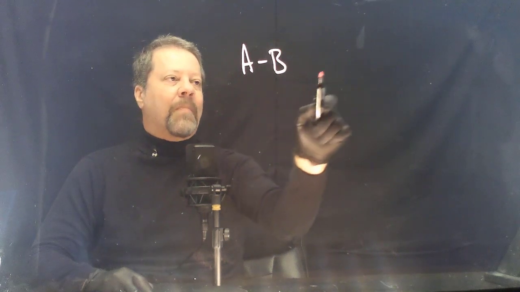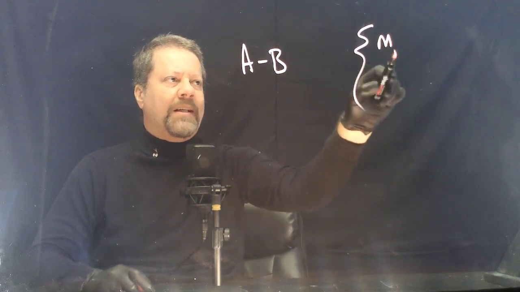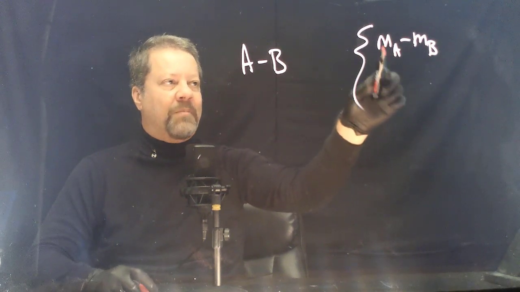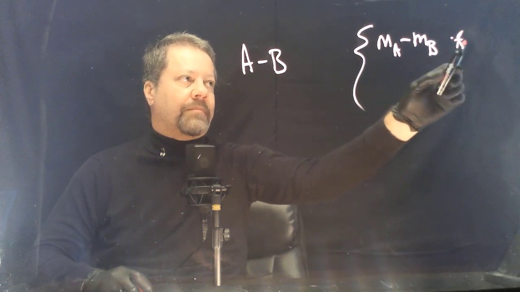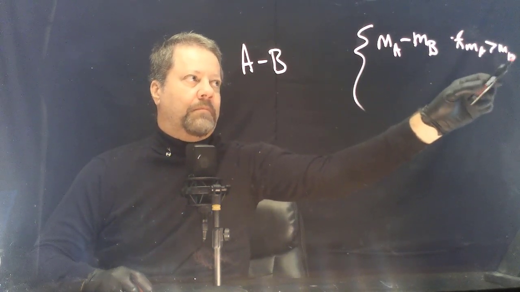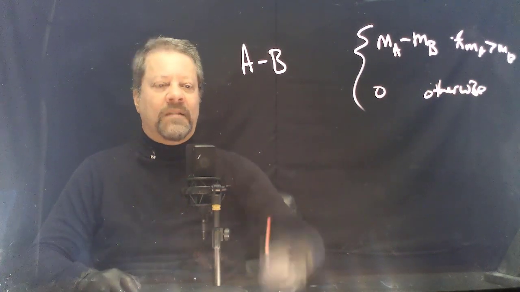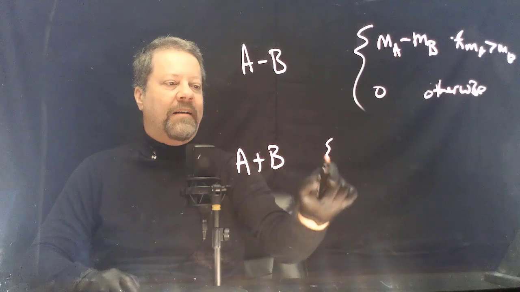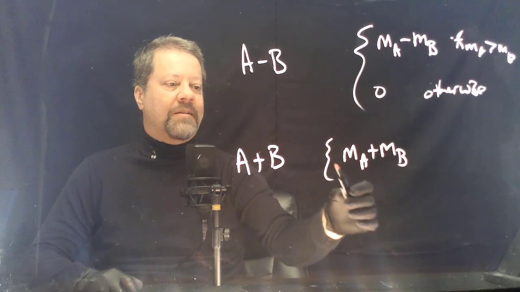How do you do set differences or multiset differences? Well, how do the multiplicities work? We'll have a multiplicity on A minus the multiplicity on B, but only if the multiplicity on A is greater than the multiplicity on B, and 0 otherwise. We can even define this concept for multisets, A plus B, and here you just add the multiplicities.